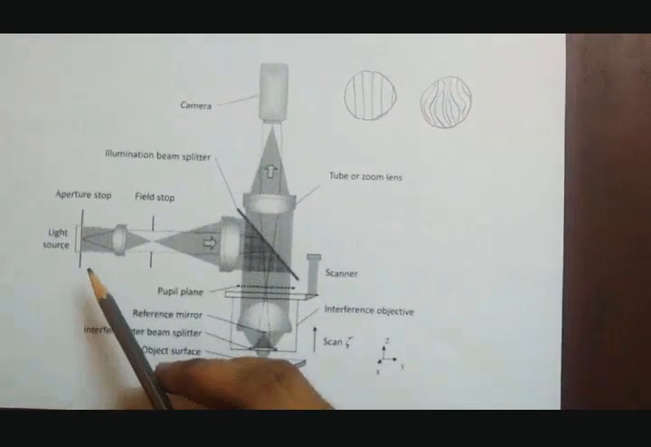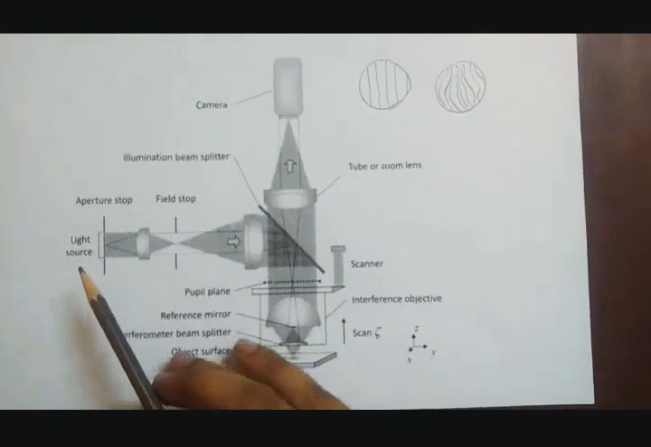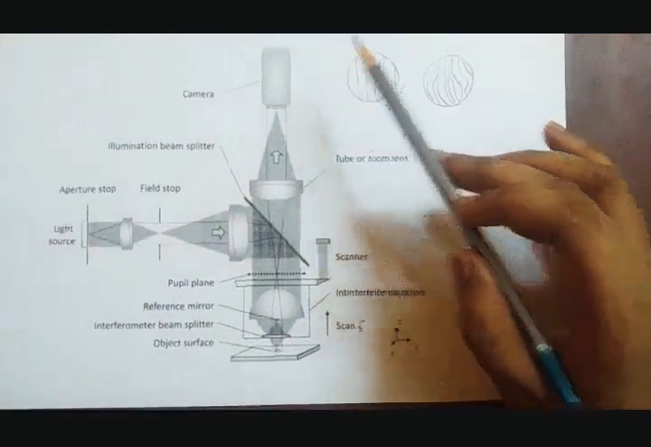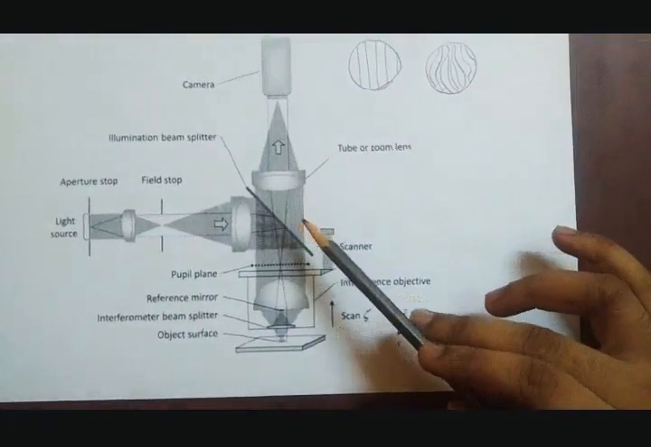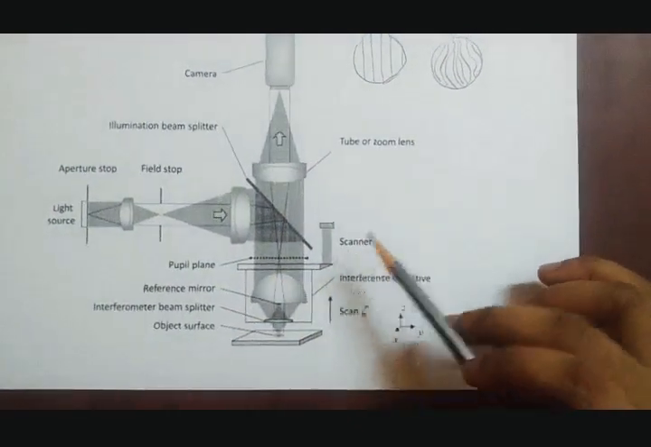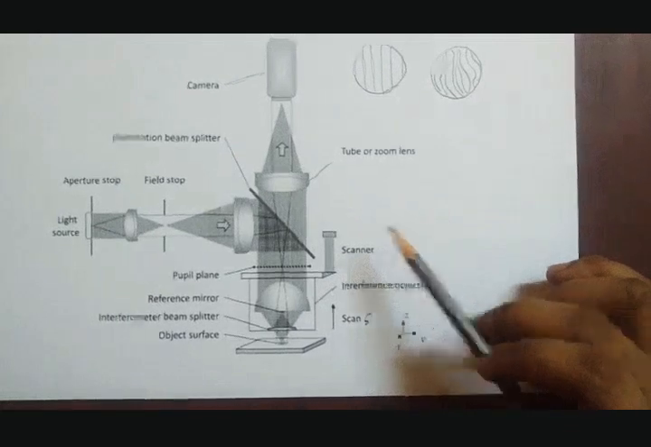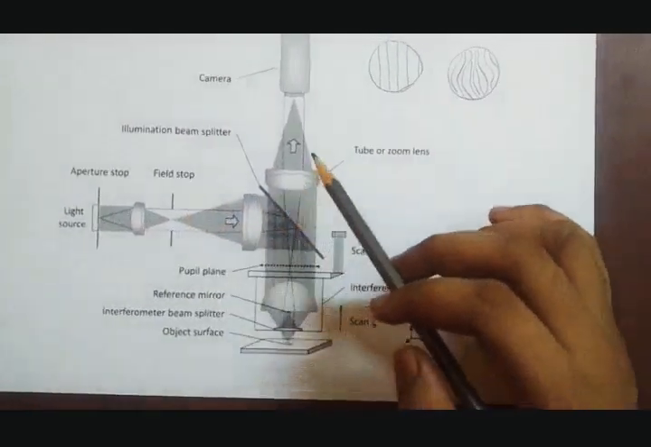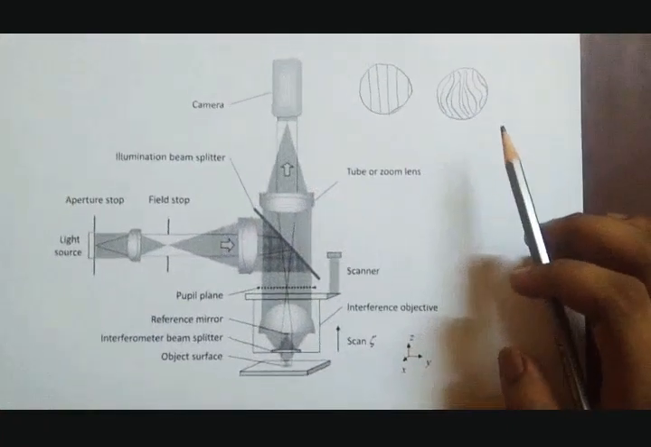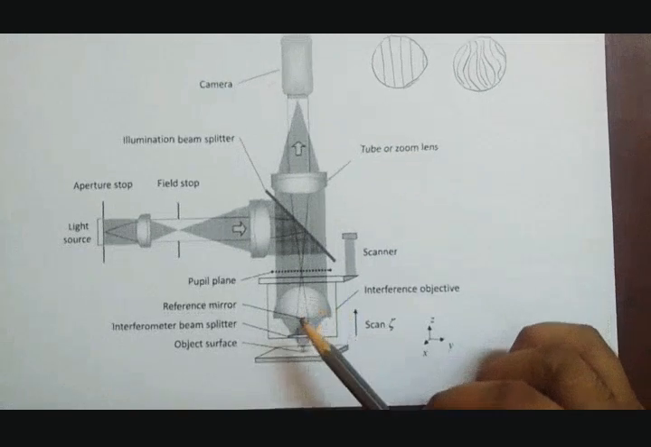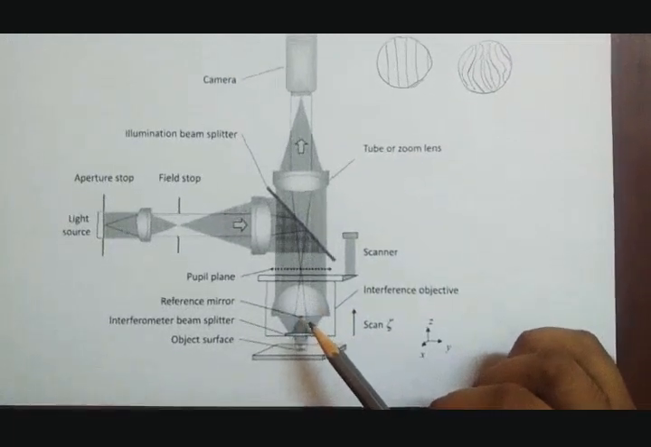Here we have the light source, and here is the camera, which acts as a detector, and here is the illumination beam splitter, and this is the scanner. This rectangular thing is the scanner, and these are the lenses which are used to zoom in and get a clearer image finally. And this is the reference mirror, and this is the interferometer beam splitter.